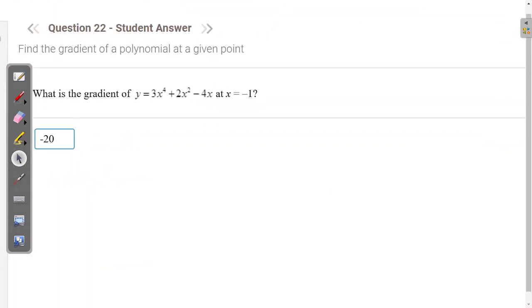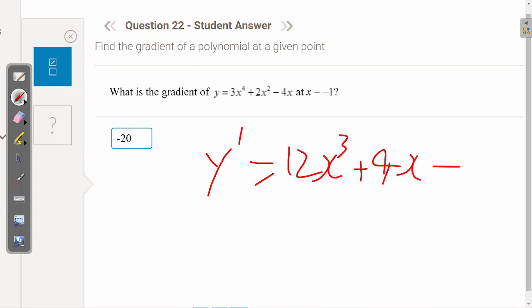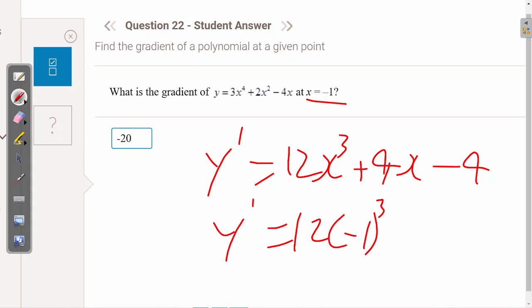Okay, for the gradient, you have to find the derivative. So y prime equals, you bring the 4 down, 4 times 3, 12, x to the 4 minus 1, 3, plus, you bring the 2 down, 2 times 2, 4, x, minus, the x disappears, 4. They want when x equals negative 1, so y prime equals 12 bracket negative 1 cubed plus 4 times negative 1 minus 4. You will get negative 20.